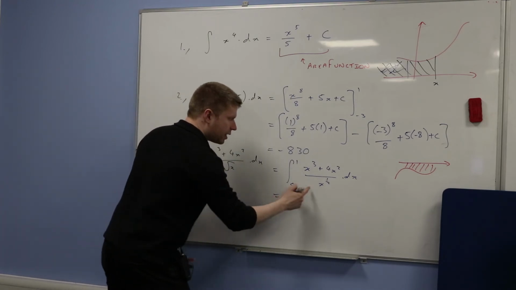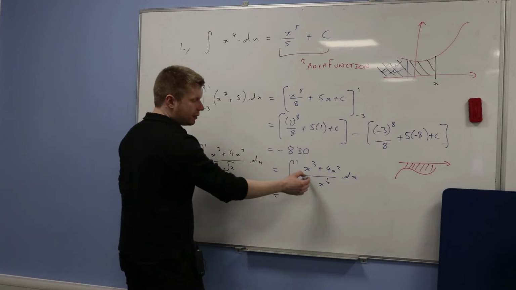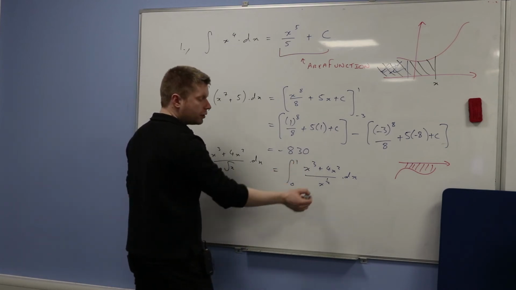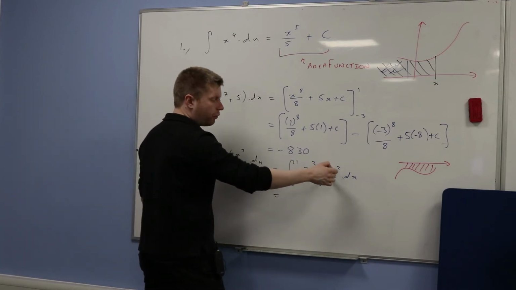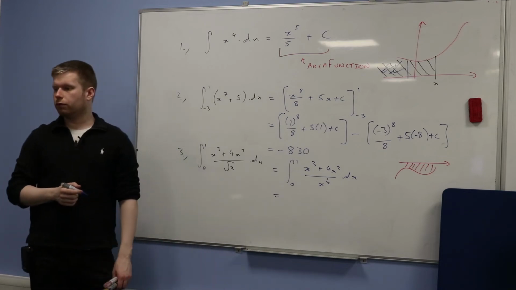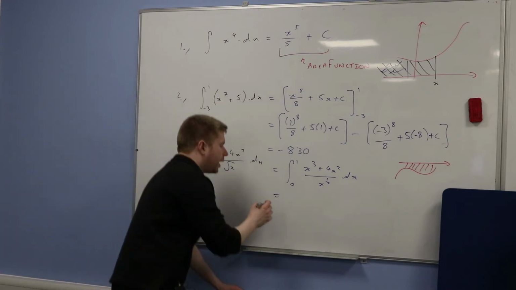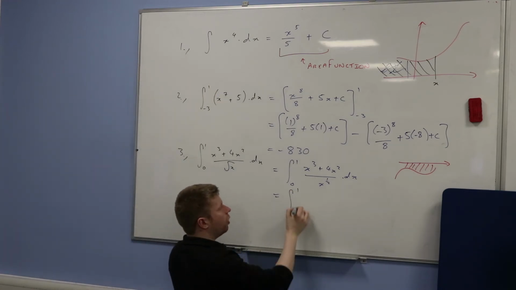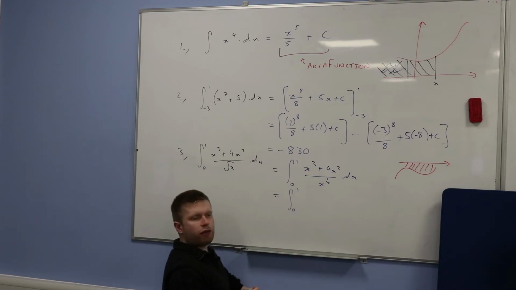Well, are you happy that this literally just means take the first term divided by x to the power of half and add it to 4x squared divided by x to the power of half? Yeah? Okay, so in other words, you get the integral of x to the power of 3 divided by x to the power of half. What's that the same as?